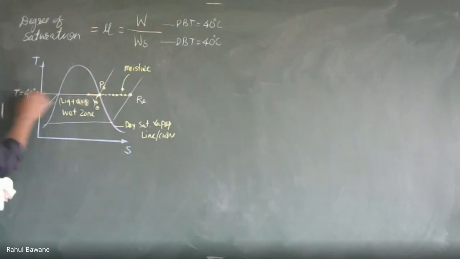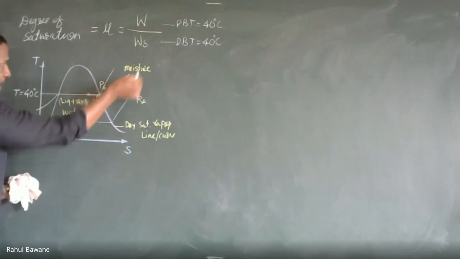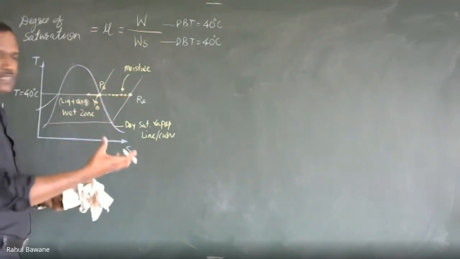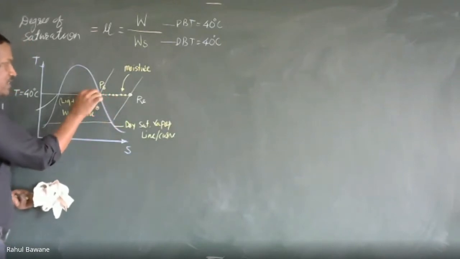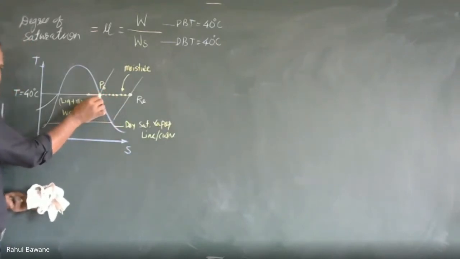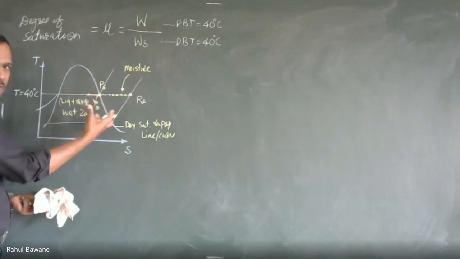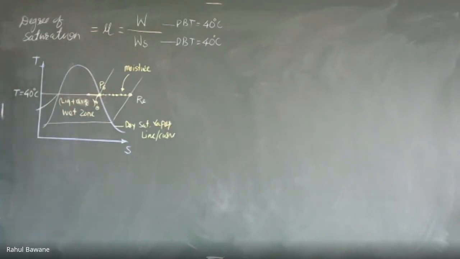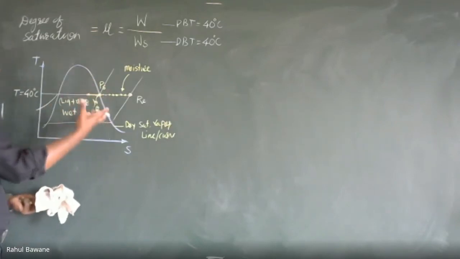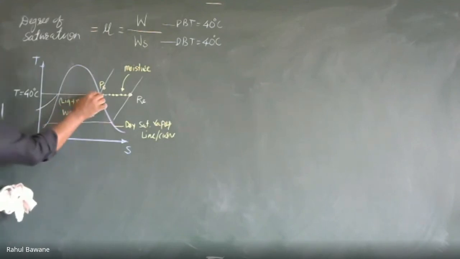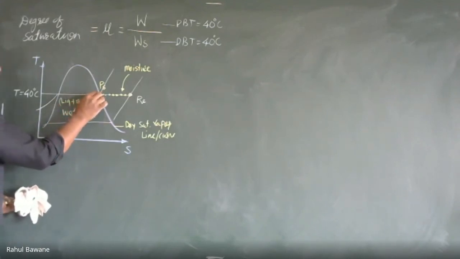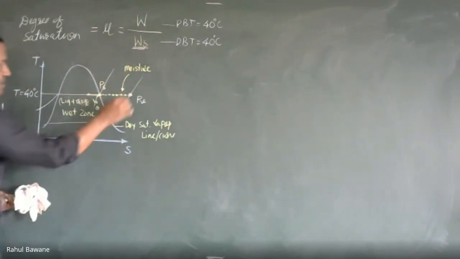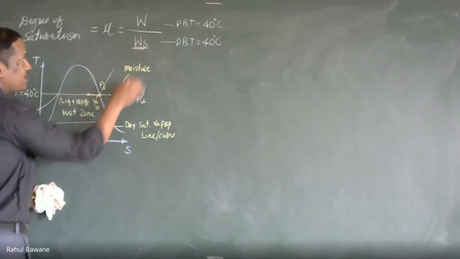The DBT temperature is the same, but as I am adding moisture, the moisture absorbing capacity will reduce and it reaches the maximum possible water vapor that the air can hold. If after this I try to add anything, it will be separated out as liquid. The air can't absorb it. So at this point, what will be the specific humidity? That is Ws. At this point, this is the actual condition, that will be W.